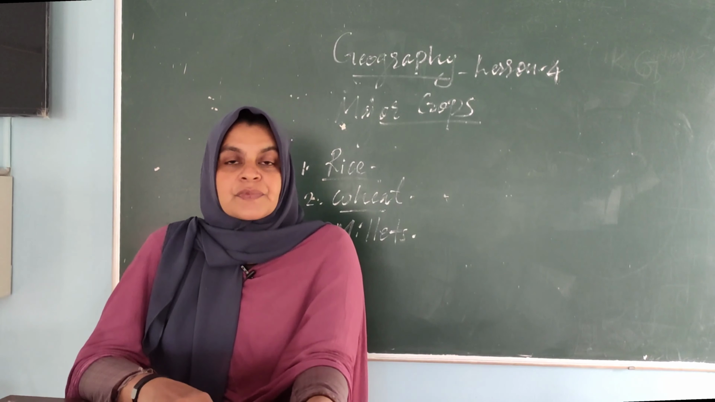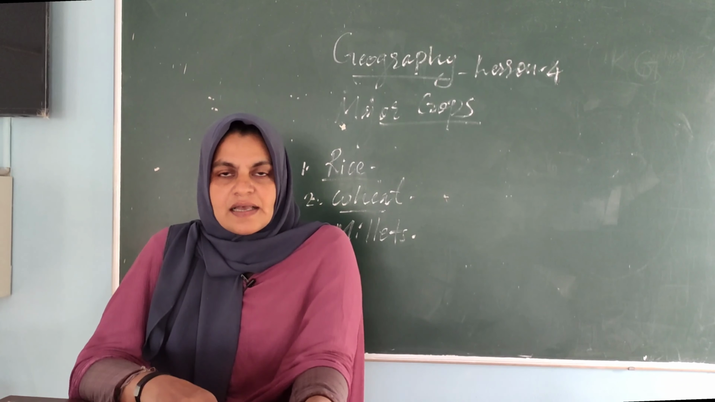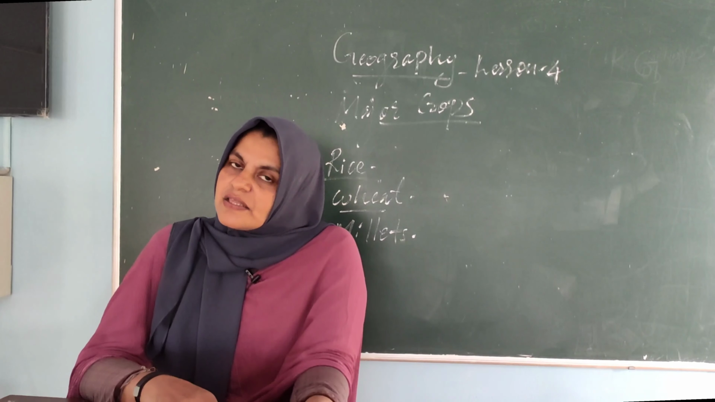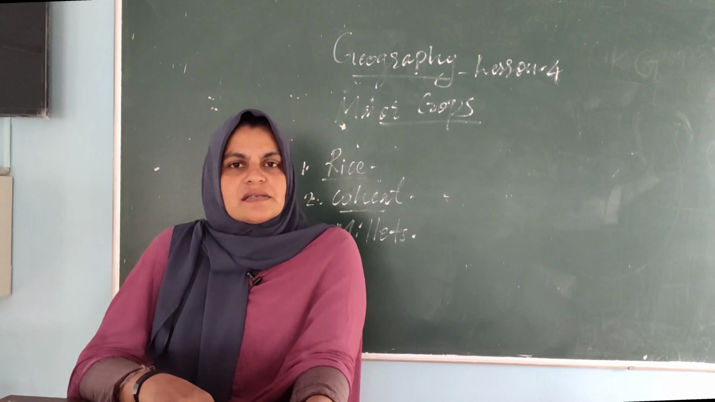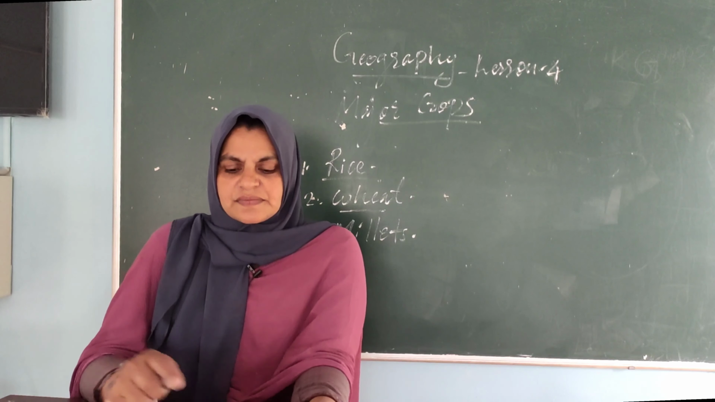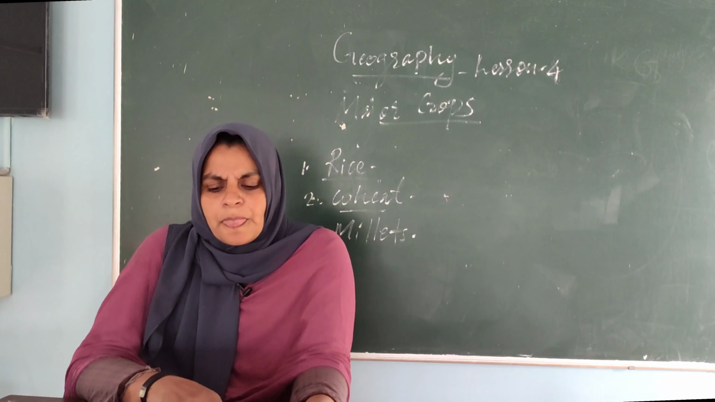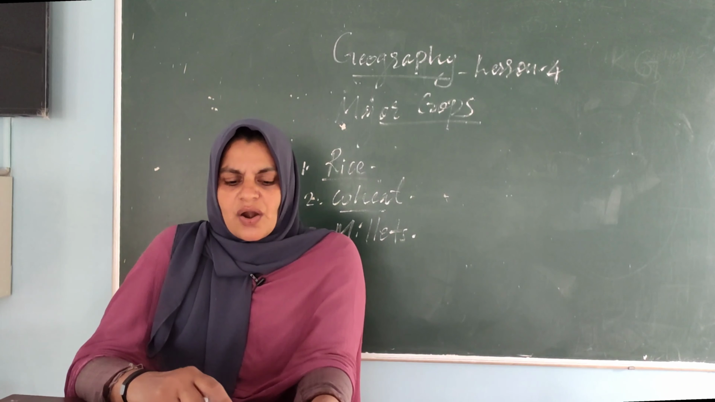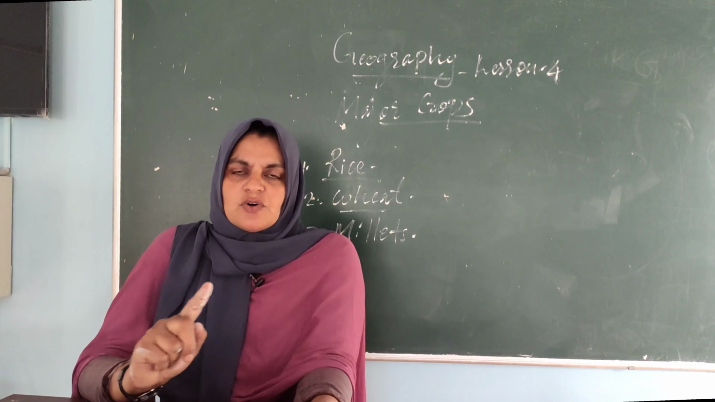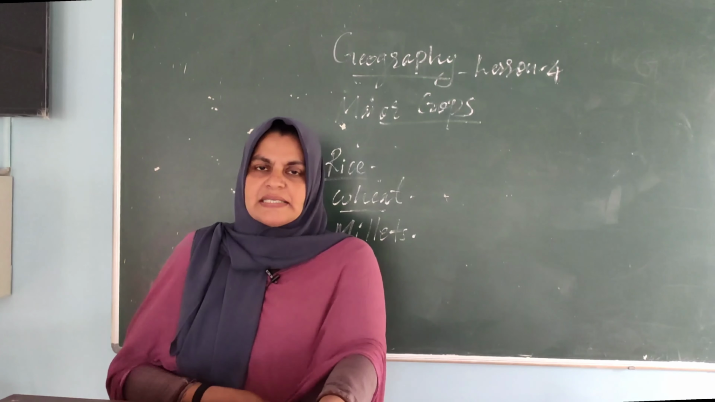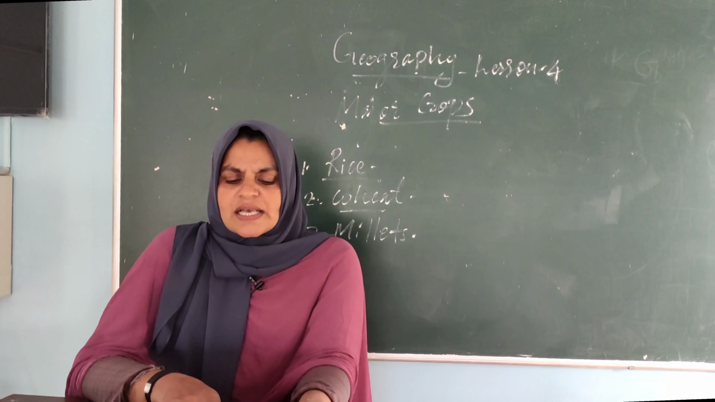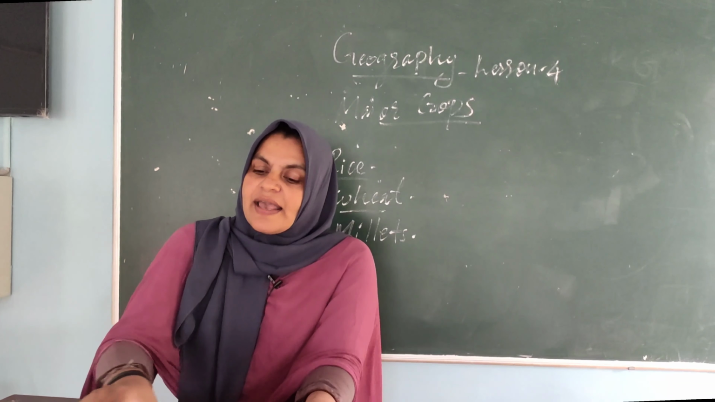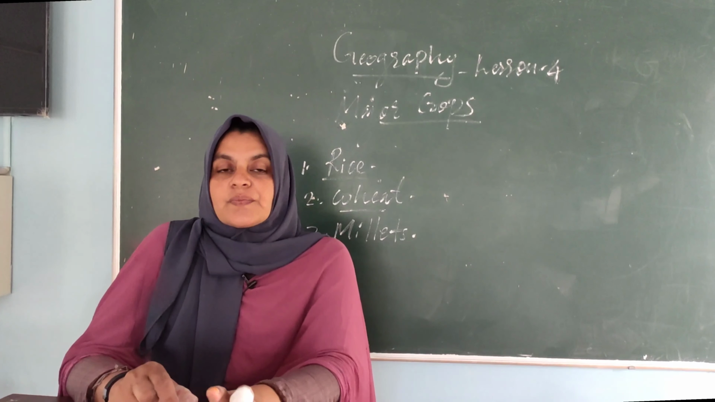I will tell you: jowar, bajra, ragi. These all together are known as millets. Got it? These are the important millets grown in India. In India, the most important millets are jowar, bajra, and ragi. These are also known as coarse grains, and they have very high nutritional value.